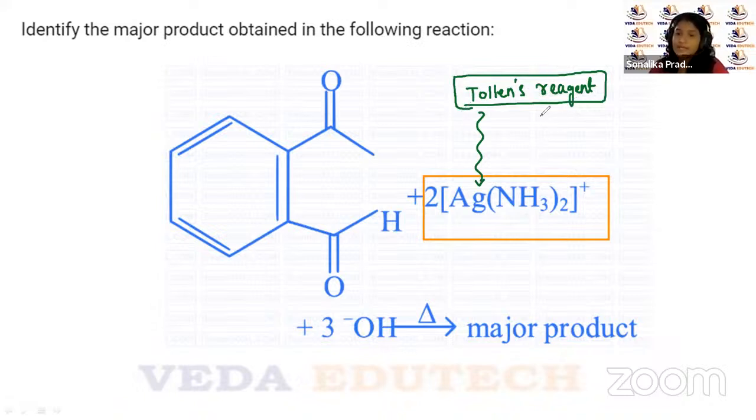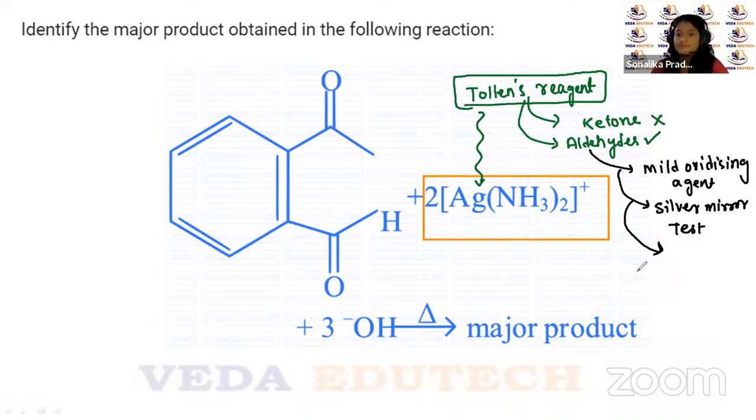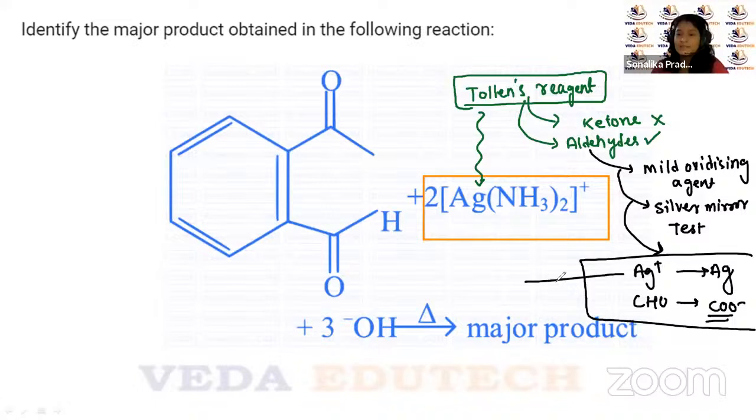Now, does this reagent work on ketone? No, it does not work for ketone. Does it work for aldehydes? Yes, it works for aldehydes, right? What kind of reagent is it? It's a very mild oxidizing agent. This is also called the silver mirror test. The Ag plus gets converted into Ag and the CHO group gets converted into COO minus. This looks like a silver mirror.